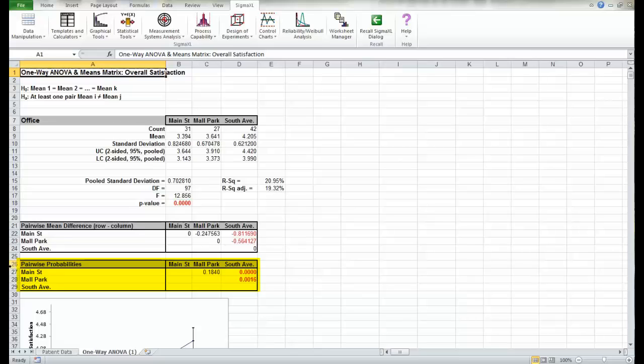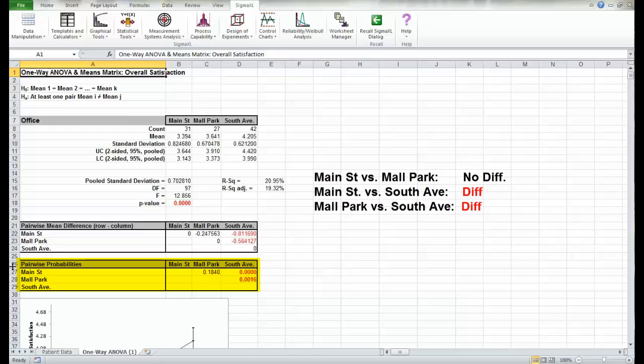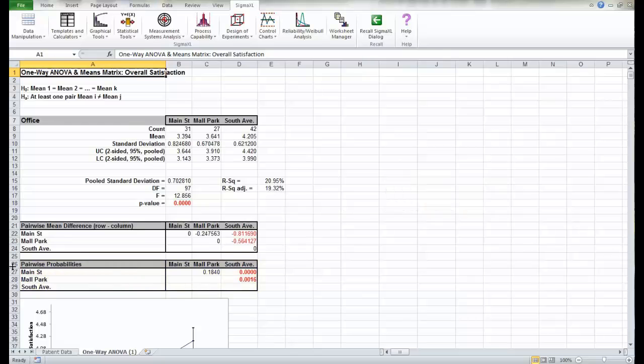And it's telling you here that the Main Street office and the Mall Park office are not statistically significantly different. But look at the p-values for the South Avenue office compared to Main Street and Mall Park. They're both low. The software turns them both red, telling you that South Avenue is different than both of these.